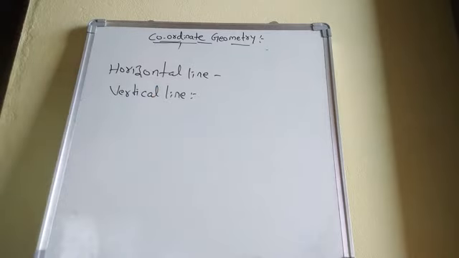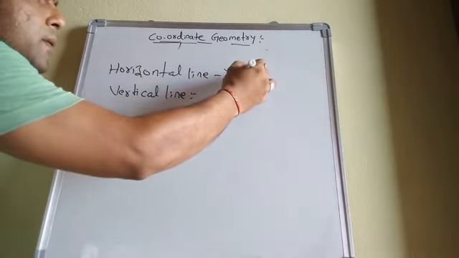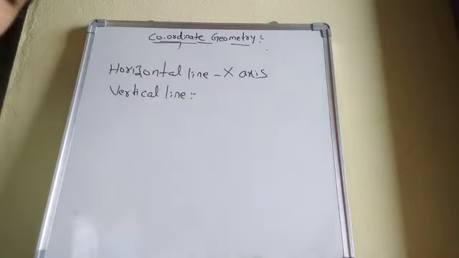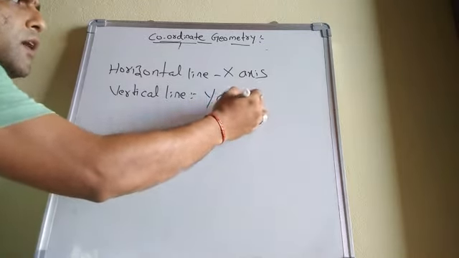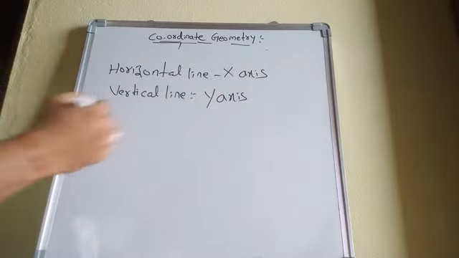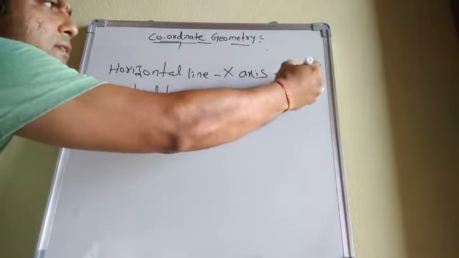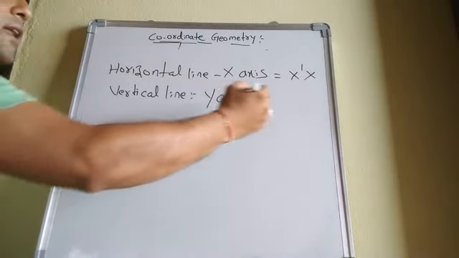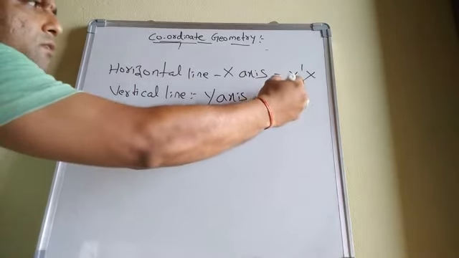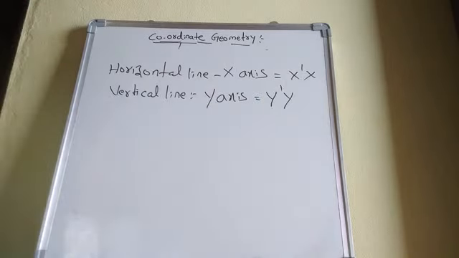This horizontal line, what do we call it? X axis. And this vertical line, what do we call it? Y axis. This horizontal line is also represented as x dash x, and this vertical line is also represented as y dash y. Most of the students might be confused about what is a horizontal line and what is a vertical line.